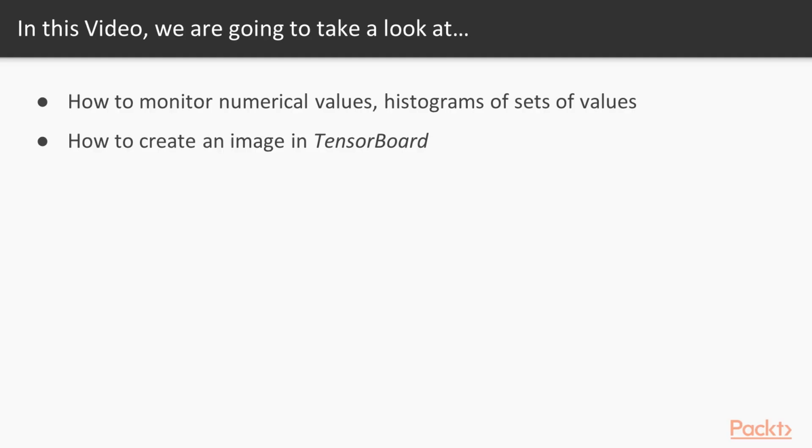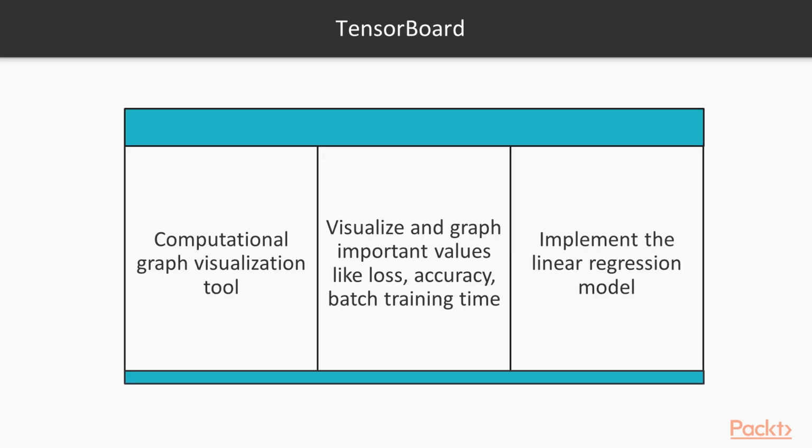In this video, we're going to see how to monitor numerical values, histograms of sets of values, and how to create an image in TensorBoard. TensorFlow includes a computational graph visualization tool called TensorBoard. With TensorBoard, we can visualize and graph important values like loss, accuracy, batch training time, and so on, even during training. To illustrate the various ways we can use TensorBoard, we will implement the linear regression model.